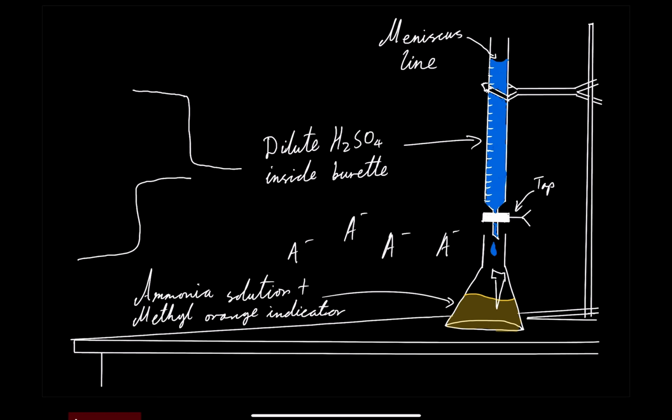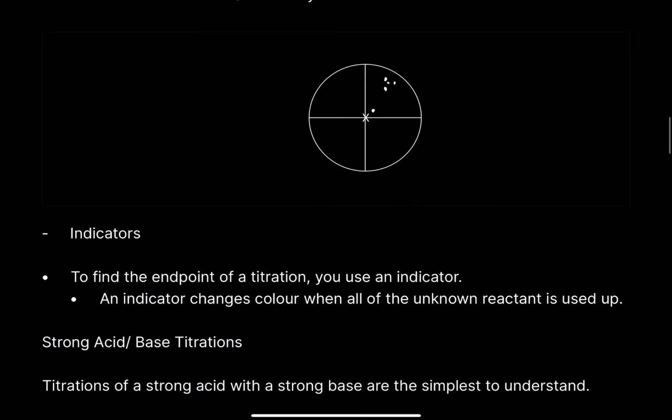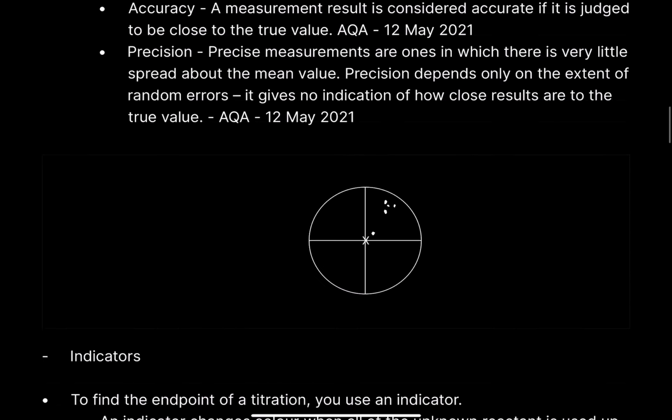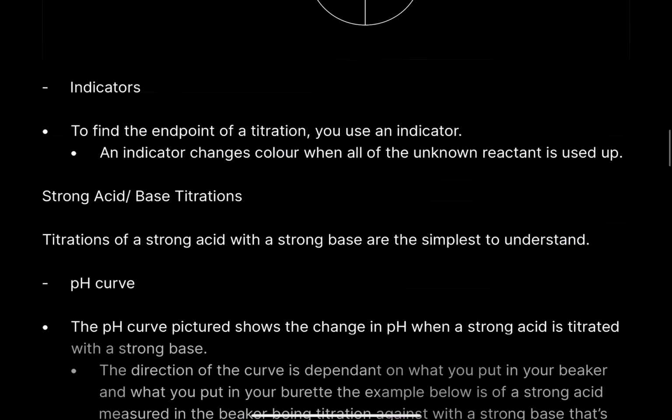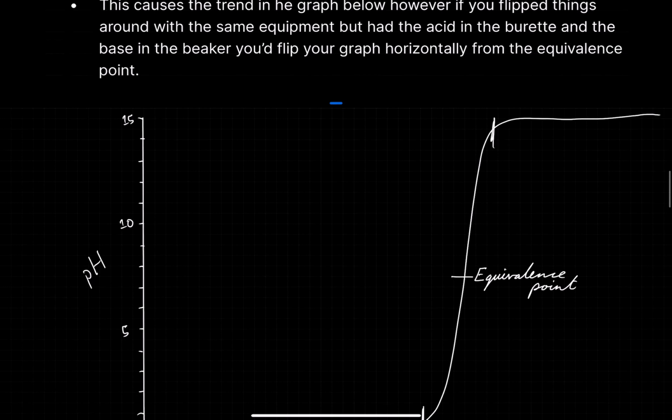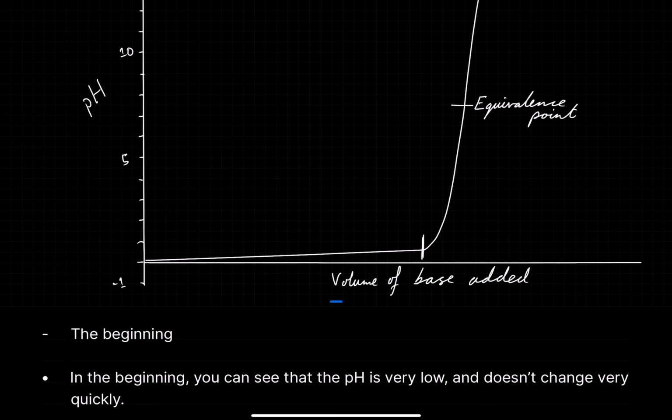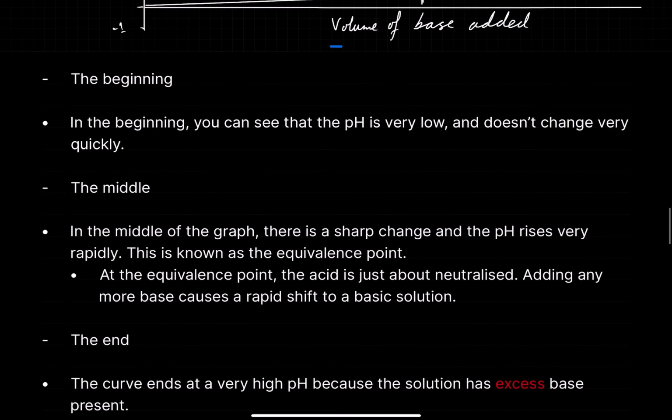If there's only 2 H pluses being added here, these would get neutralized. There's still more A minuses, there's still more base than there is acid, so the pH still wouldn't change very much. And it's the same principle here. If there was more acid in our solution than base, then the graph wouldn't change that much in this little part. That's what's happening in the beginning.